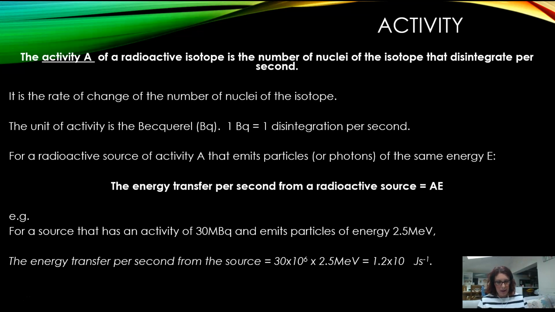Typical of me, sorry. 30 times 10 to the 6 times 2.5 times 10 to the 6 times 1.6 times 10 to the minus 19 is 1.2 times 10 to the minus 5 joules per second. Okay.